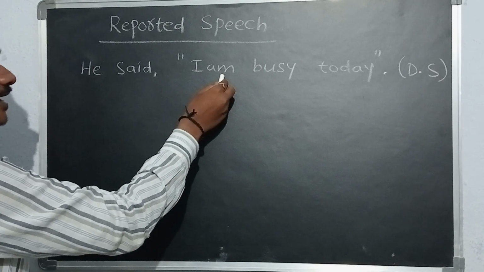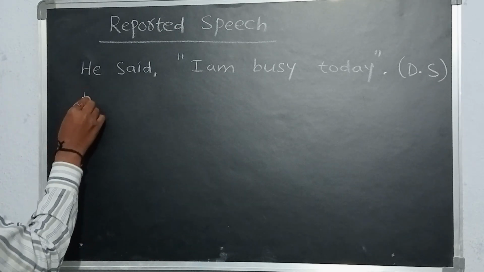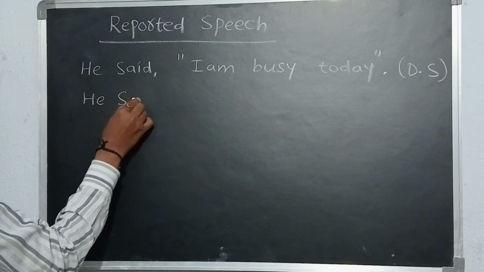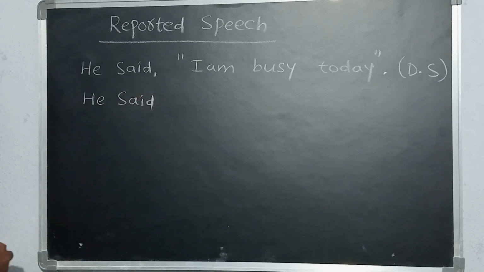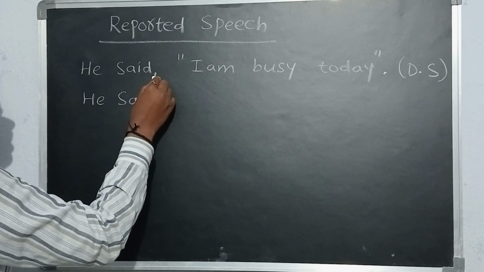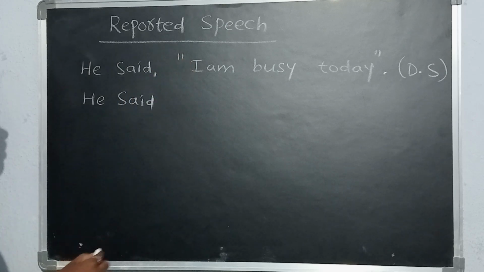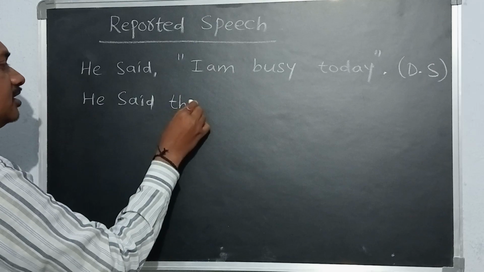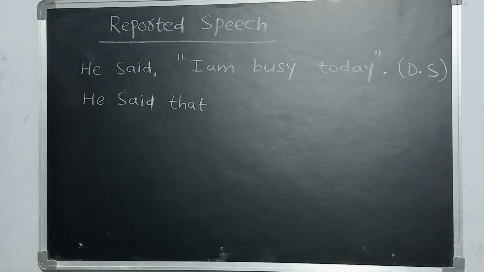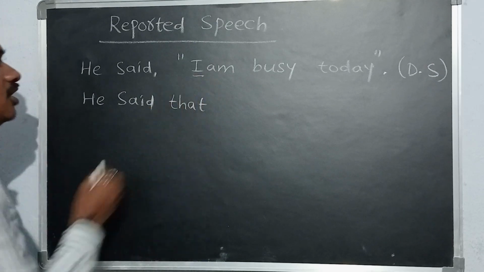So to change the sentence into indirect speech, here we write he said. Remove the comma and inverted commas. Next, write the conjunction that.